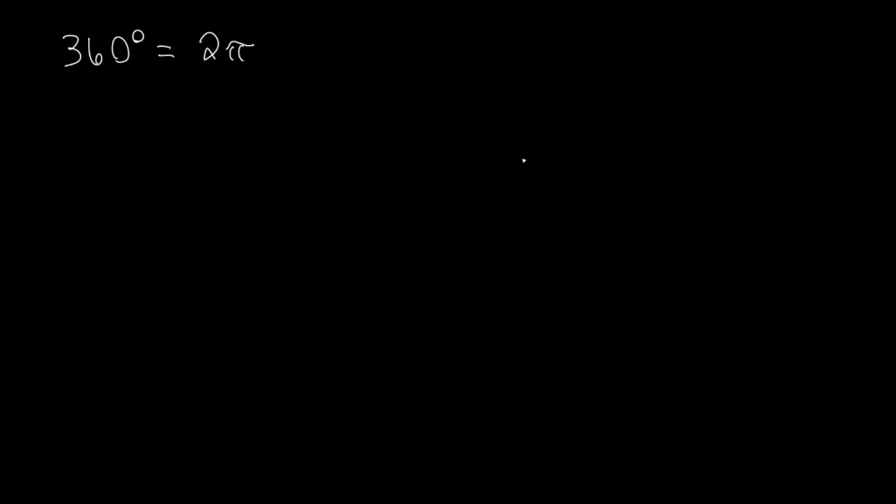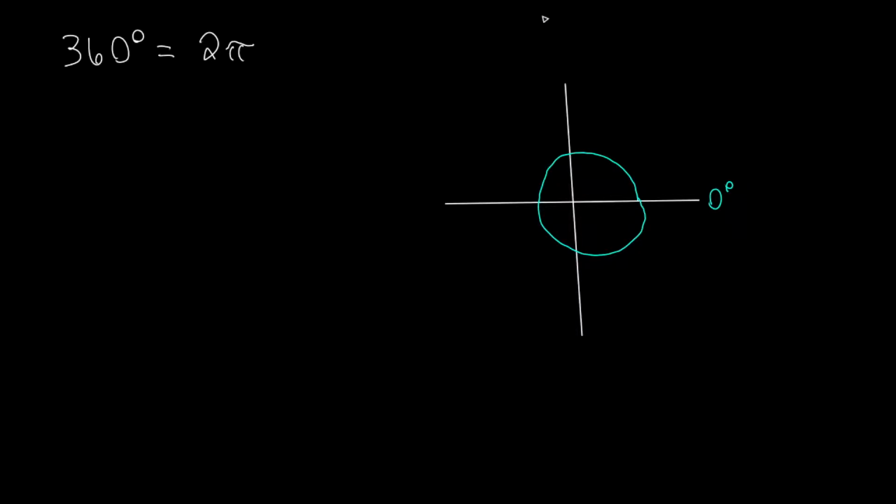So on a graph, if we have one full circle, or 360 degrees, we also have 2 pi radians. And if we mark this 0, 90, 180, 270, 360 degrees, this 360 degrees, or full circle, is equivalent to 2 pi radians.